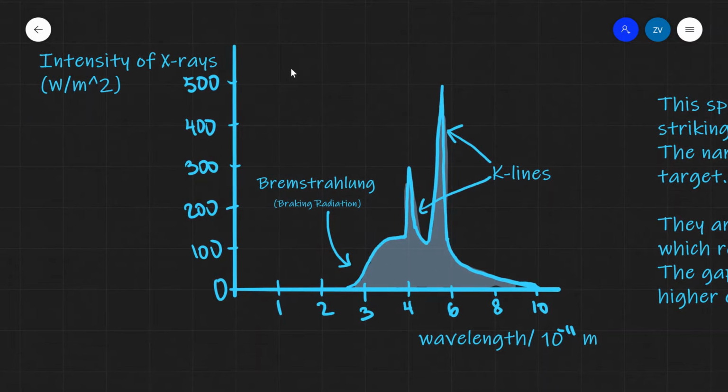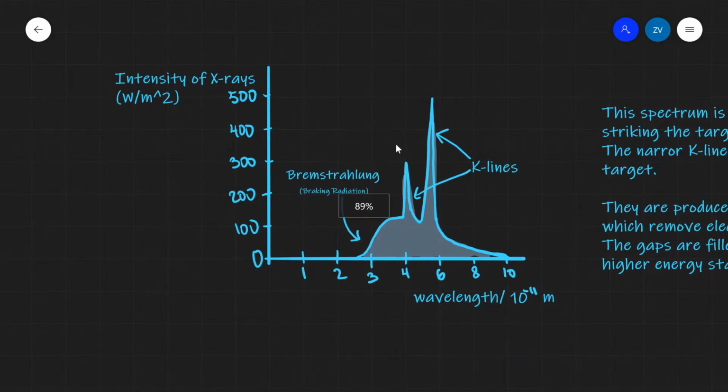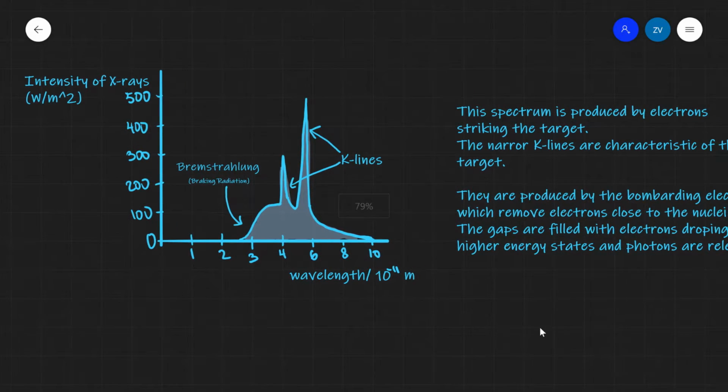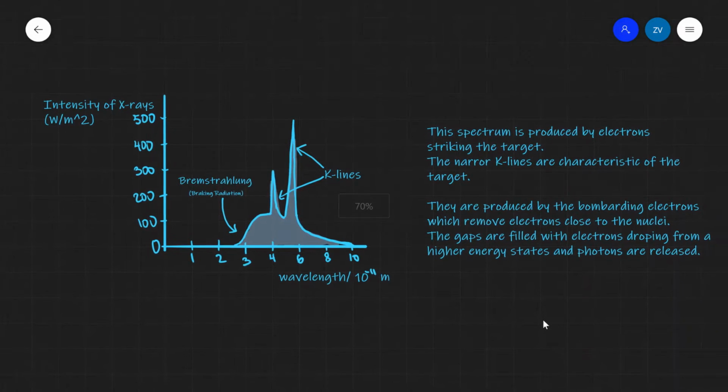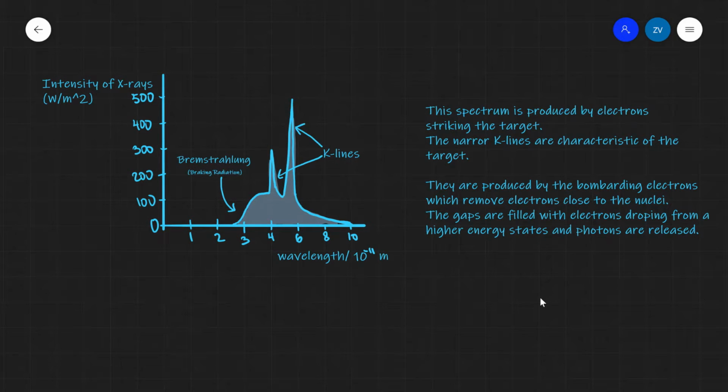Today we're going to be talking about this very important curve in our study of X-rays. This curve is known as the characteristic spectrum. Now, how is this curve actually produced? I've written up a little explanation here which might be very helpful to put into your notes.